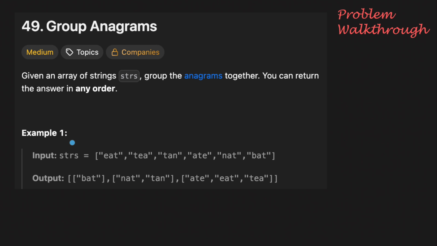Then in example 1, the strings eat, tea and ate are anagrams as they can be rearranged to form each other. Similarly, the strings tan and nat are also anagrams as they can also be rearranged to form each other. But for string bat, there is no other string in the given strings that can be rearranged to form bat. So the final answer will contain 3 lists of grouped anagrams in any order.